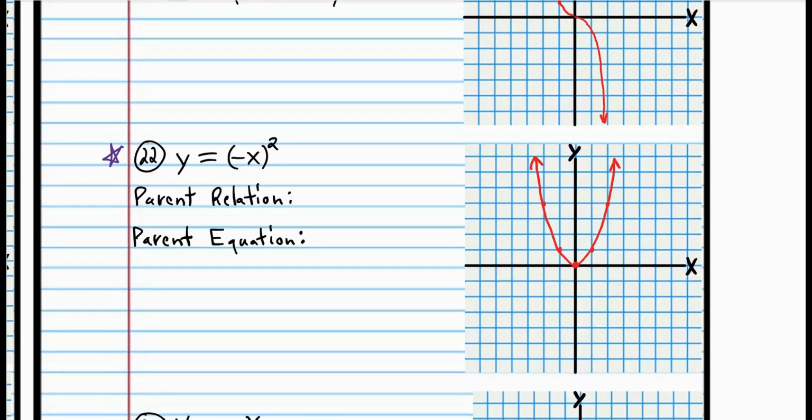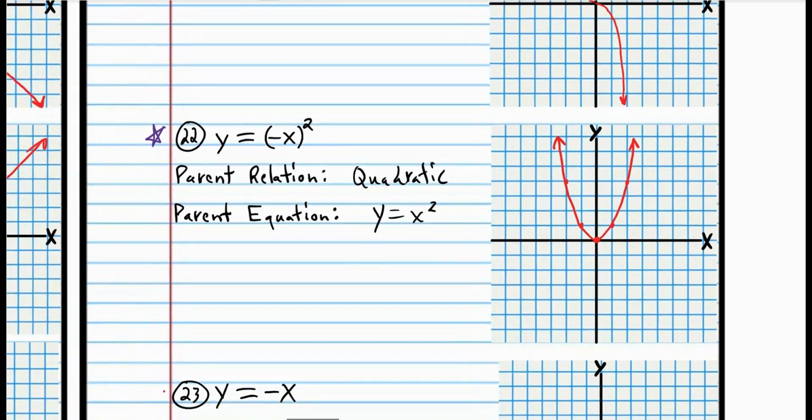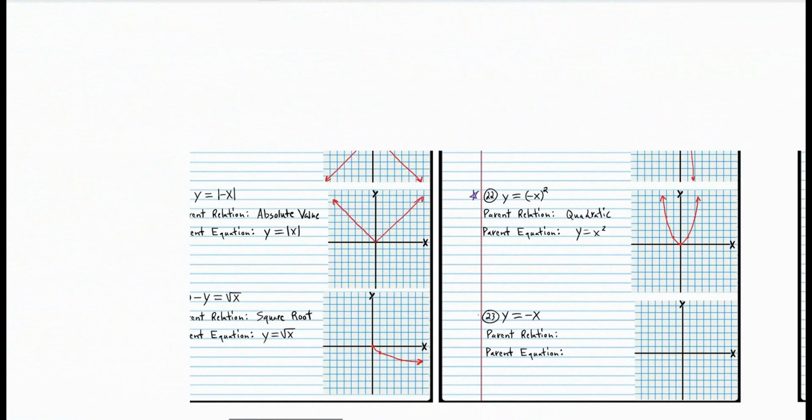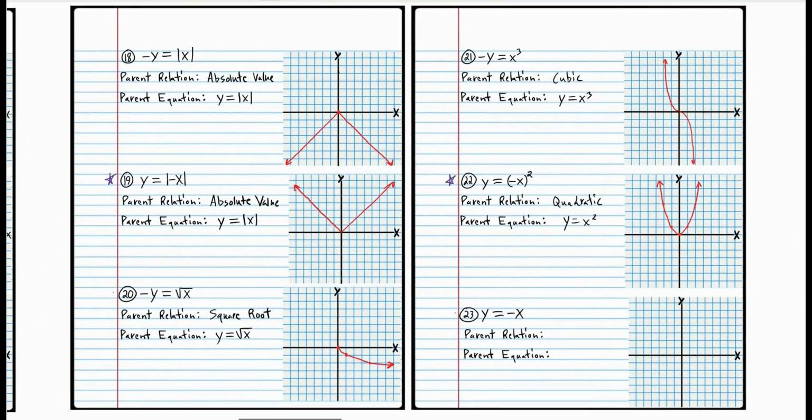The parent relation is the quadratic relation, and the parent equation is y is equal to x squared. So if you got that answer, good job. Go ahead and try number 23, and when you come back, we'll do it together.